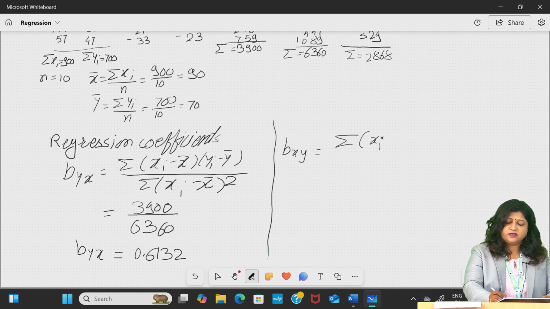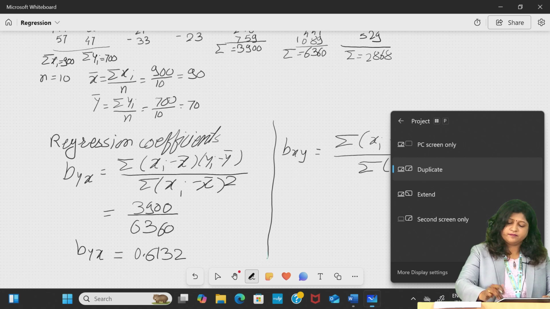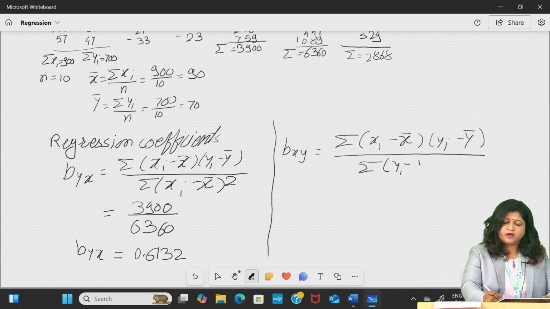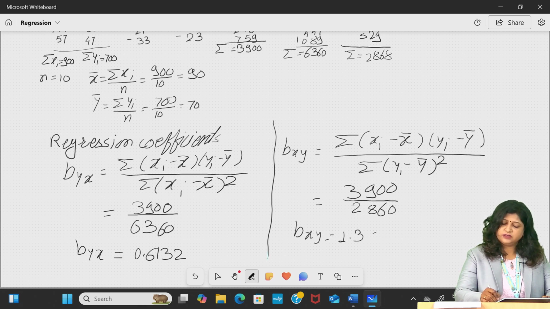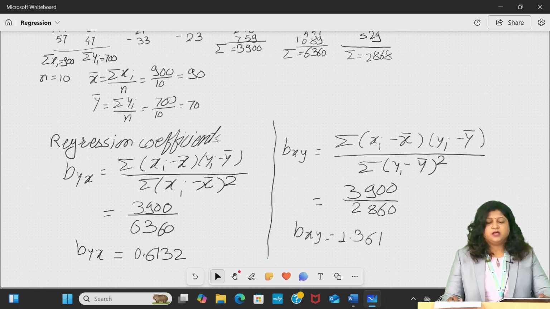Similarly, we are going to calculate the second regression coefficient, that is bxy, which is equal to summation of xi minus x bar into yi minus y bar upon summation of yi minus y bar bracket square. So we have the values of both the numerator and denominator: 3900 upon 2868. So the value of bxy is equal to 1.361. Now we have calculated both of the regression coefficients.